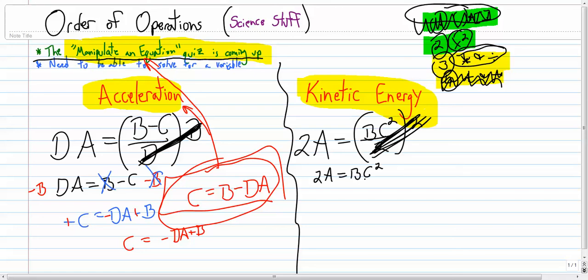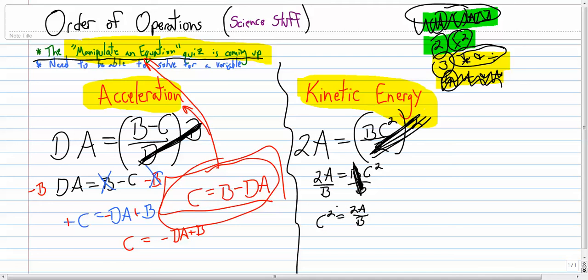Now I'm getting closer to getting c by itself, but I've still got this multiplied b on this side. To get rid of a multiplied b, I'm going to divide this side by b, and that's going to cancel it out. But since I did it to the right side, I've got to do it to the left side. So what I wind up with, I'm almost done, is c squared equals 2a over b. So how do I get c by itself when it's c squared?